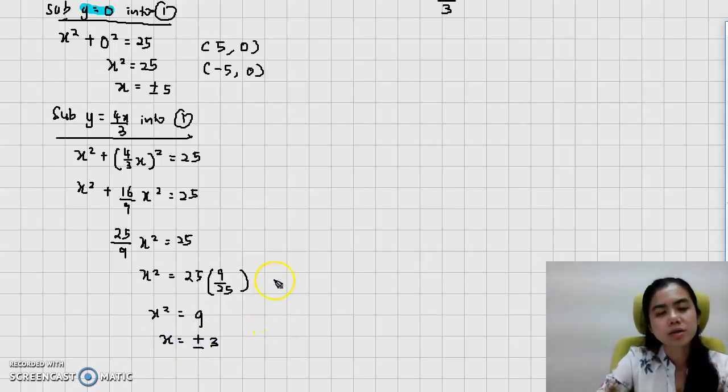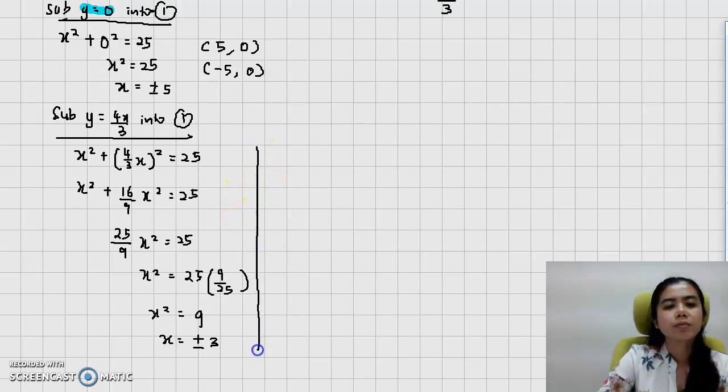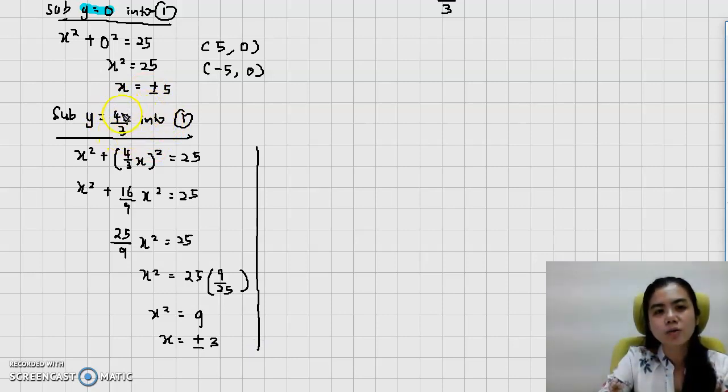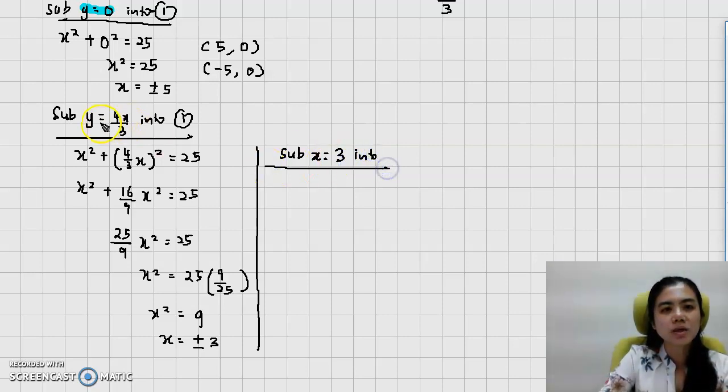This means that you have two critical points or so, but we do not stop here. Now you have to continue to find your y, because your y is actually not a value, your y is actually an equation. So now use the first information that you have here. Substitute x equal to positive 3 into here. So we have y equal to 4 over 3 multiplied by 3, so we have 4. So we got the first critical point for this case, that is 3, 4.